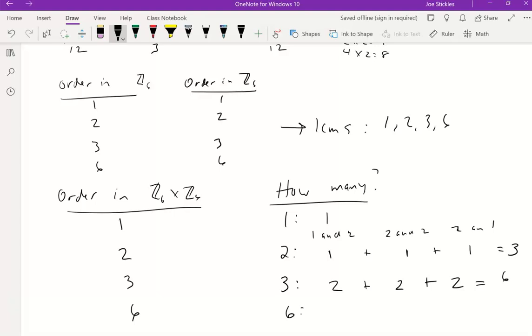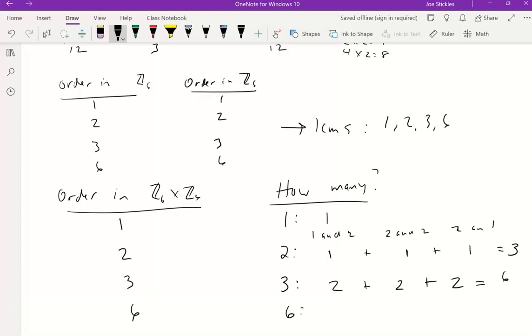How many have we counted so far? 10. So how many more should we find? Well, the Z6 cross Z6 has what size? 36. So how many more elements should we find? 26, right? There better be 26 total when we're done. Okay?